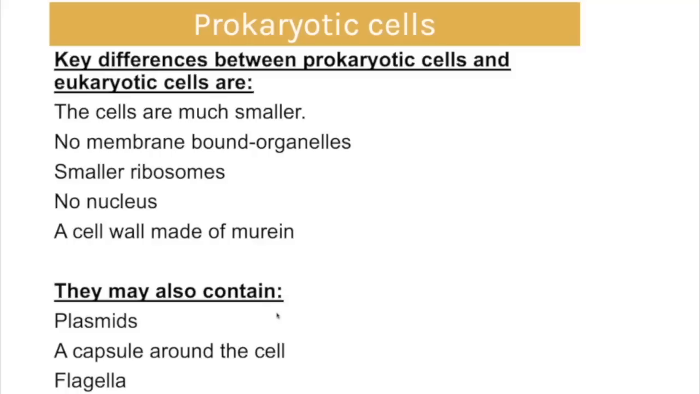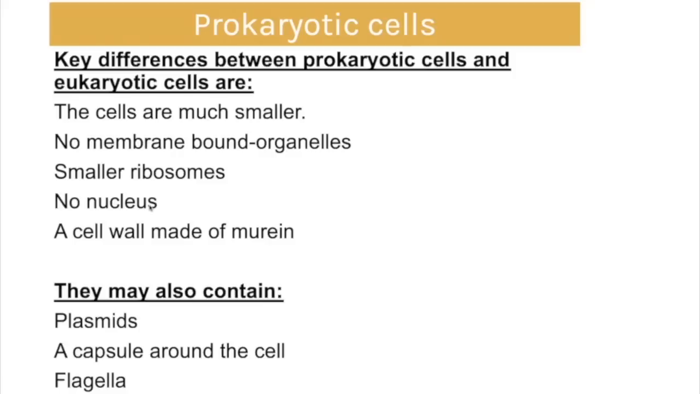Prokaryotic cells, for example bacteria, you need to be aware of the key differences. So it could come up as a comparison or a contrast question. So first of all, the cells are much, much smaller. They don't have any membrane-bound organelles. They do have ribosomes though, because ribosomes are not membrane-bound, but they have the 70S size ribosomes. They don't have a nucleus because that is a membrane-bound organelle.